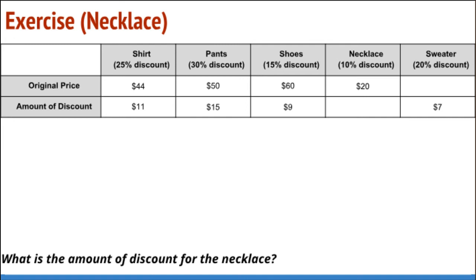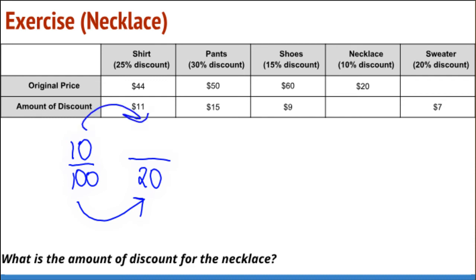All right, so now I am looking for a 10% discount. I am looking for 10 hundredths, and I know that the original price was $20. It was the whole. Now I kind of like this one because it's really easy to scale from 100 to 20. I'm going to divide by 5, and I'm going to find $2. Quick and easy. Love that one.